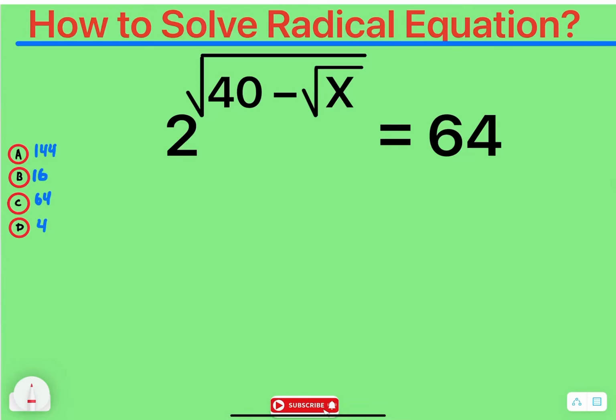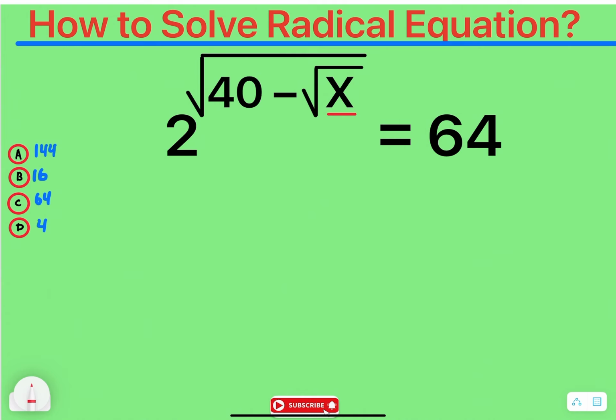Hi math lovers, let's see how to solve this radical equation. We have 2 to the power of square root of 40 minus square root of x equals 64. We have to solve this radical equation and find the value of x.